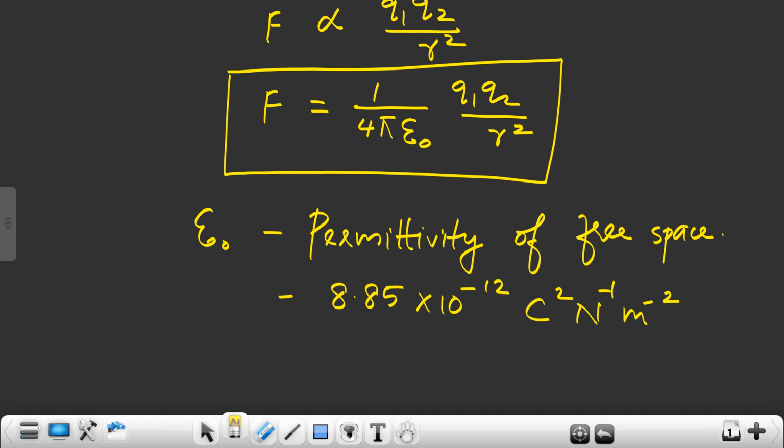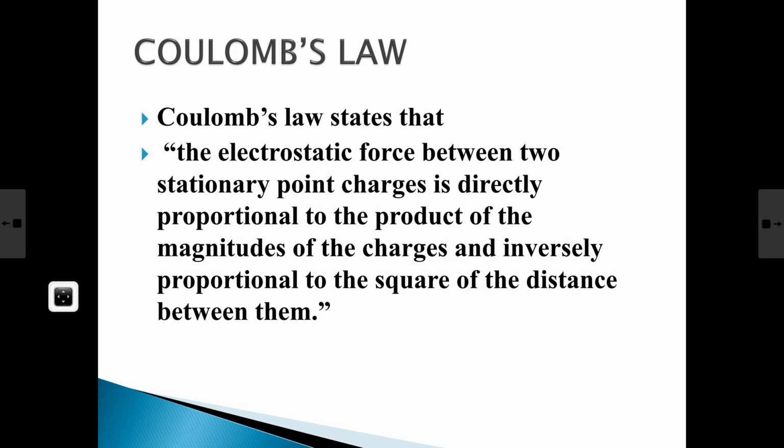So this is Coulomb's law. Coulomb's law states that the force of attraction or repulsion between two stationary electric charges is directly proportional to the product of the charges and inversely proportional to the square of the distance between them. By using this Coulomb's law, we can find the force of attraction or repulsion between two charges.